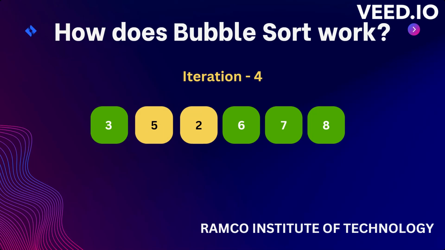Then the next two elements, that is 5 and 2, are compared. Here the 5 is greater than 2, so swapping is required, that is 5 is replaced by 2 and 2 is replaced by 5.